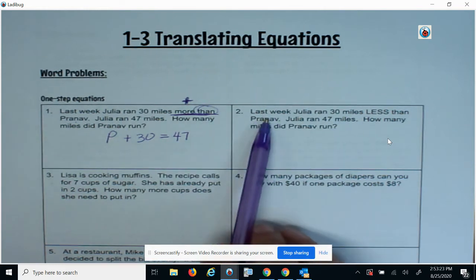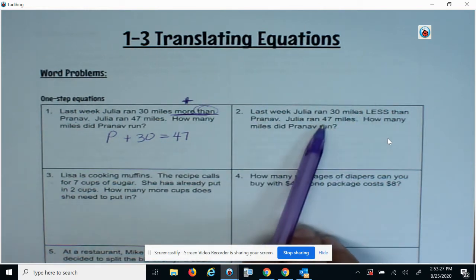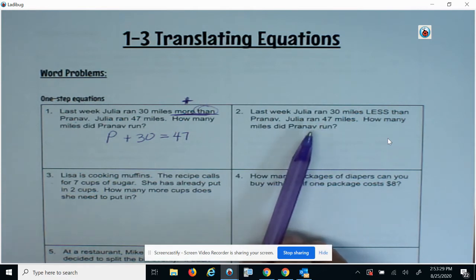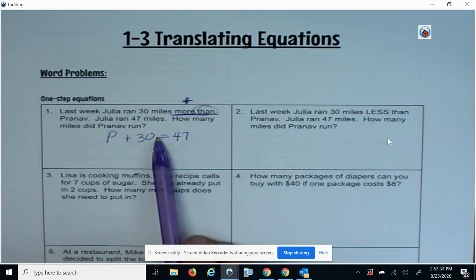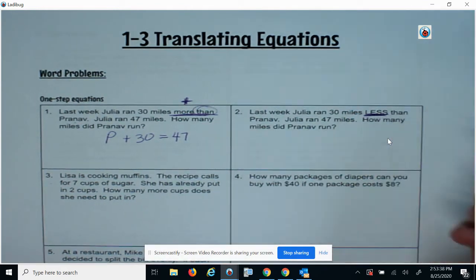All right, last week Julia ran 30 miles less than Branov. Julia ran 47 miles. How many miles did Branov run? So this is exactly the same as number one, right? The only difference was this says less than. What does less than mean?